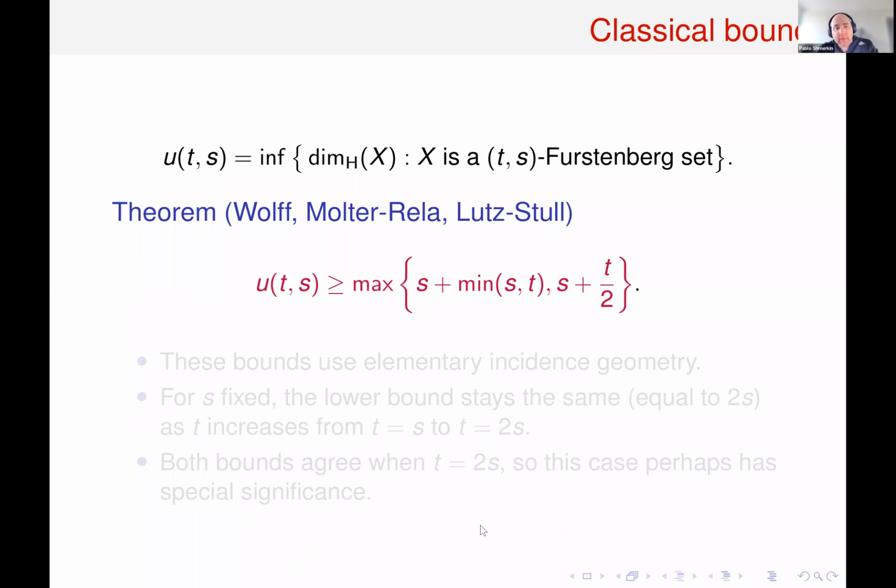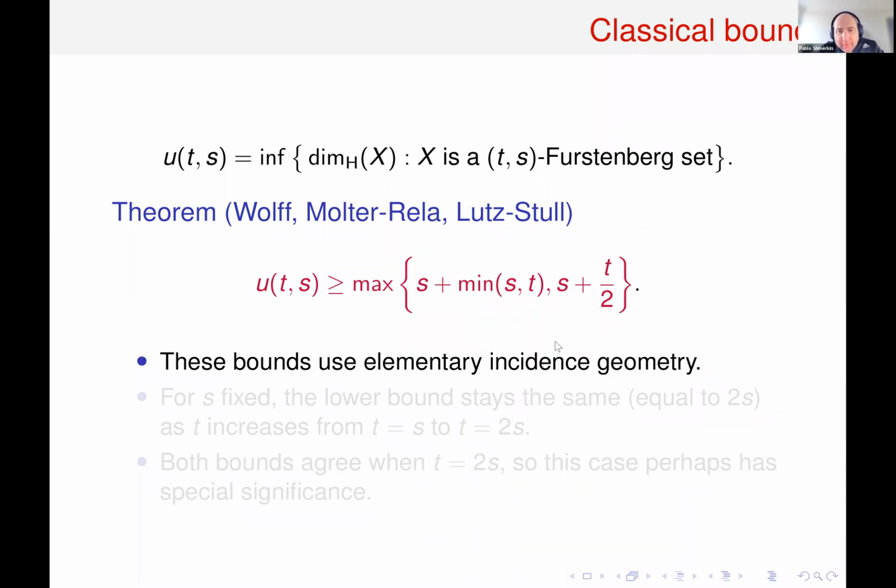So what is known about this problem? Actually, many things are known, and I'm not going to mention all of them for lack of time. Here is again the definition of what we are looking at. We are looking at the smallest possible Hausdorff dimension of a set that has a large intersection, dimension S, with a large set of lines of dimension T. There are two bounds that I'm calling classical bounds, obtained by these people altogether. The first bound is S plus the minimum between S and T, and the second bound is S plus T over 2.